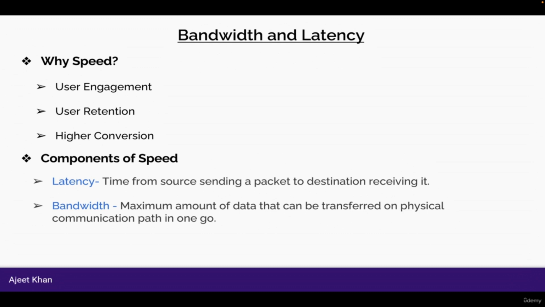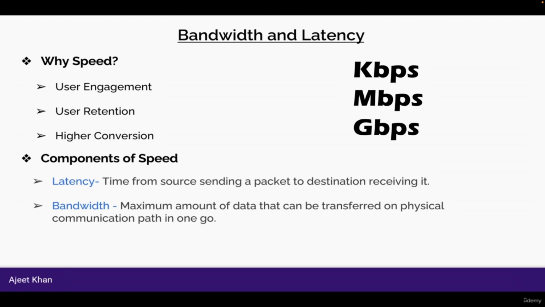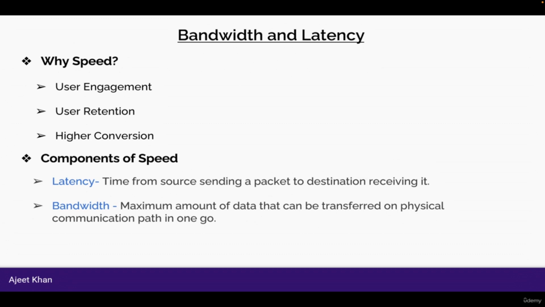That means on a channel, the amount of data that can be put on the link can be measured in kbps, Mbps or Gbps. For example, if you can put 50 MB of data in one go, then bandwidth will be 50 MB. So these are the two major components that play an important role in speed.